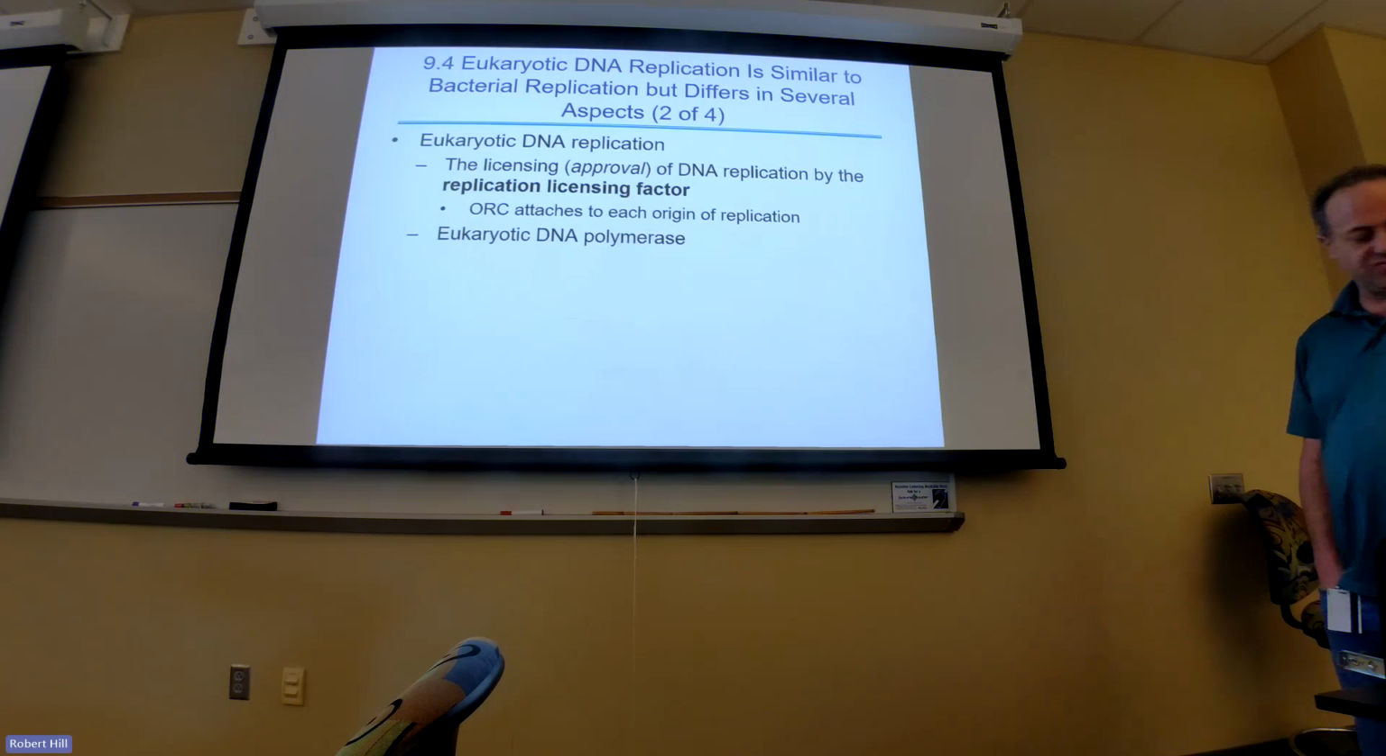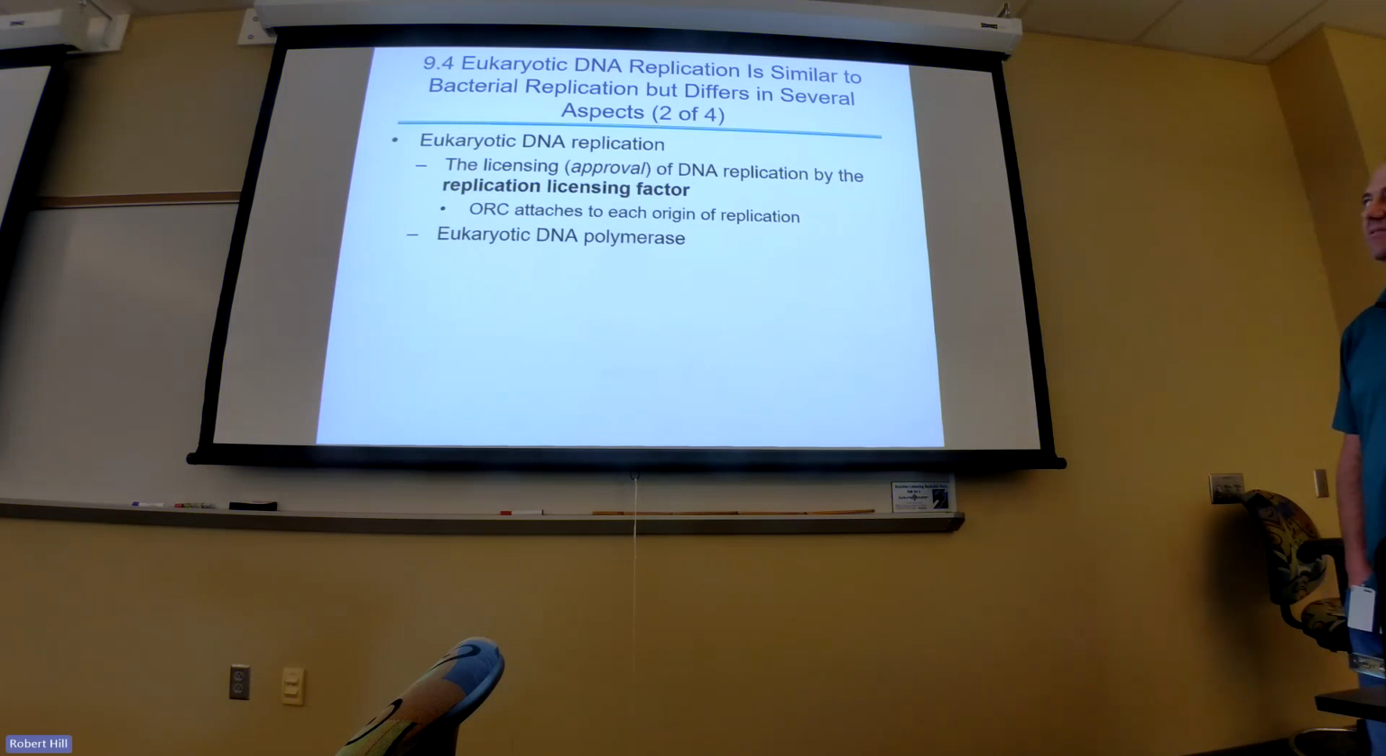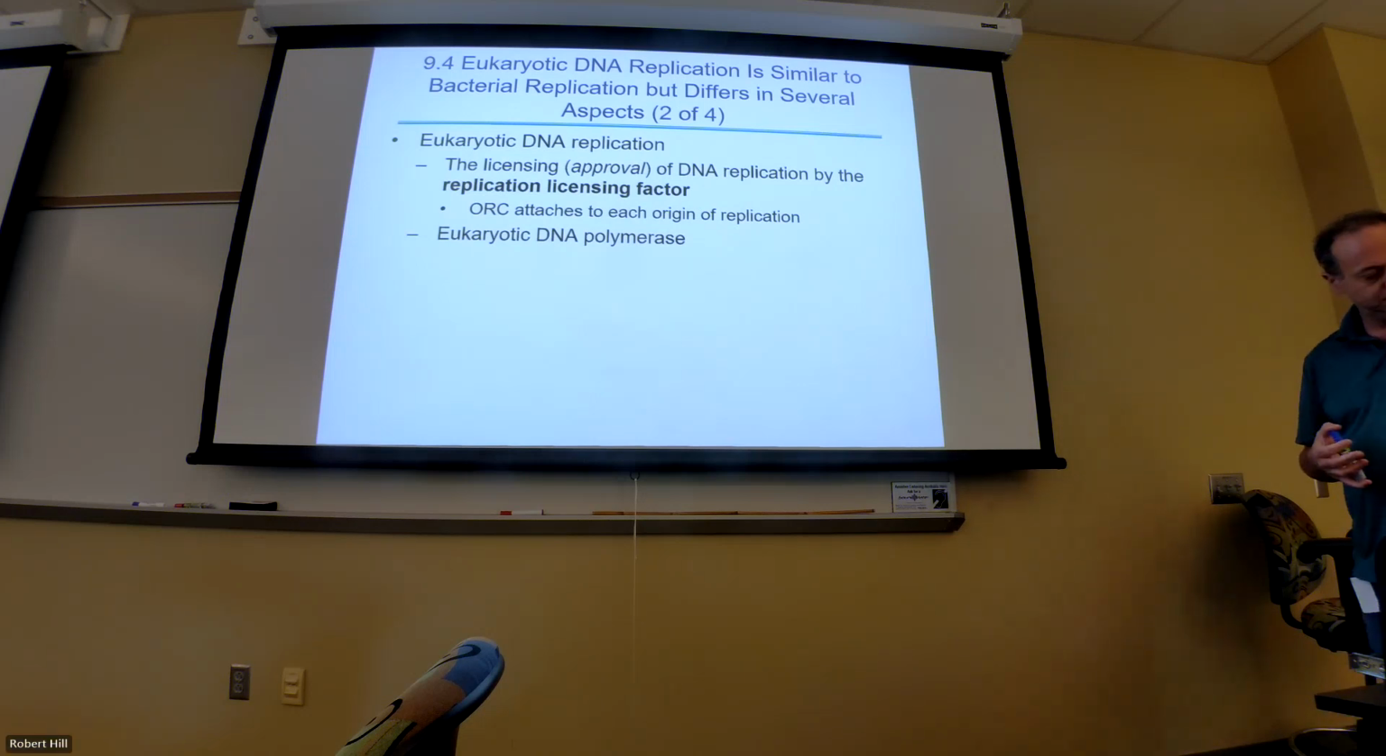Right, there's also this replication licensing factor, which basically approves DNA polymerase to come in and do its job. It checks the integrity of the system and makes sure all the scaffolding proteins are in place, and that the ORC is correctly positioned on the DNA molecule.